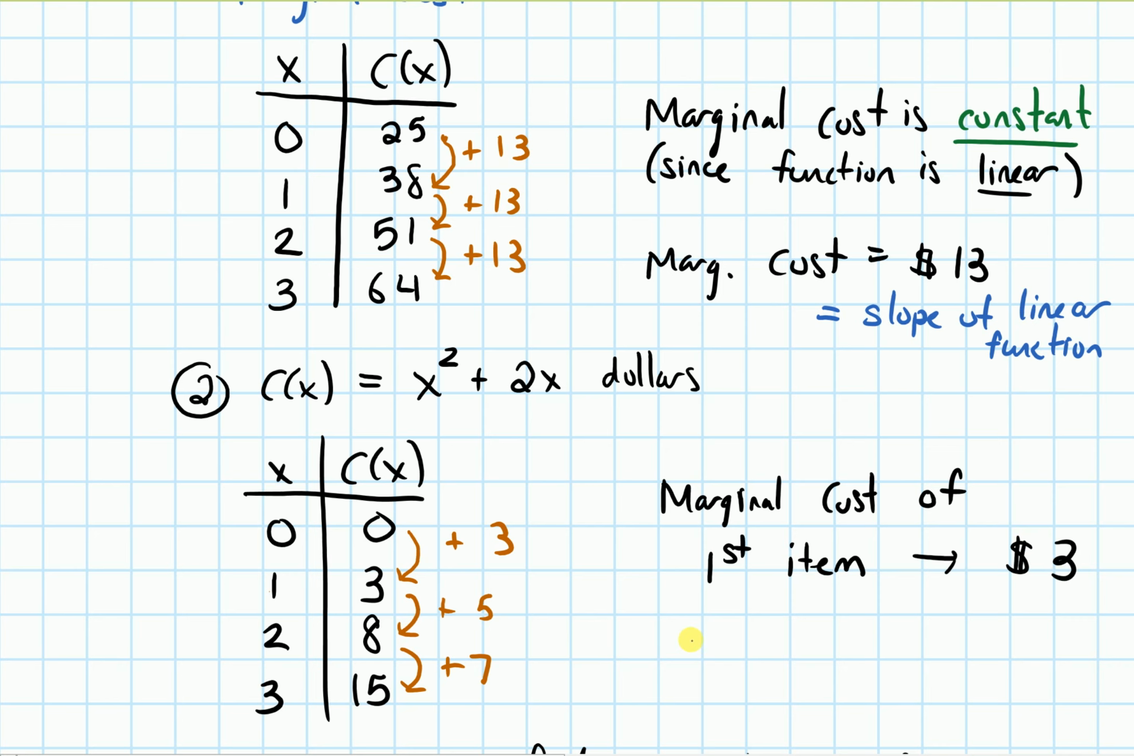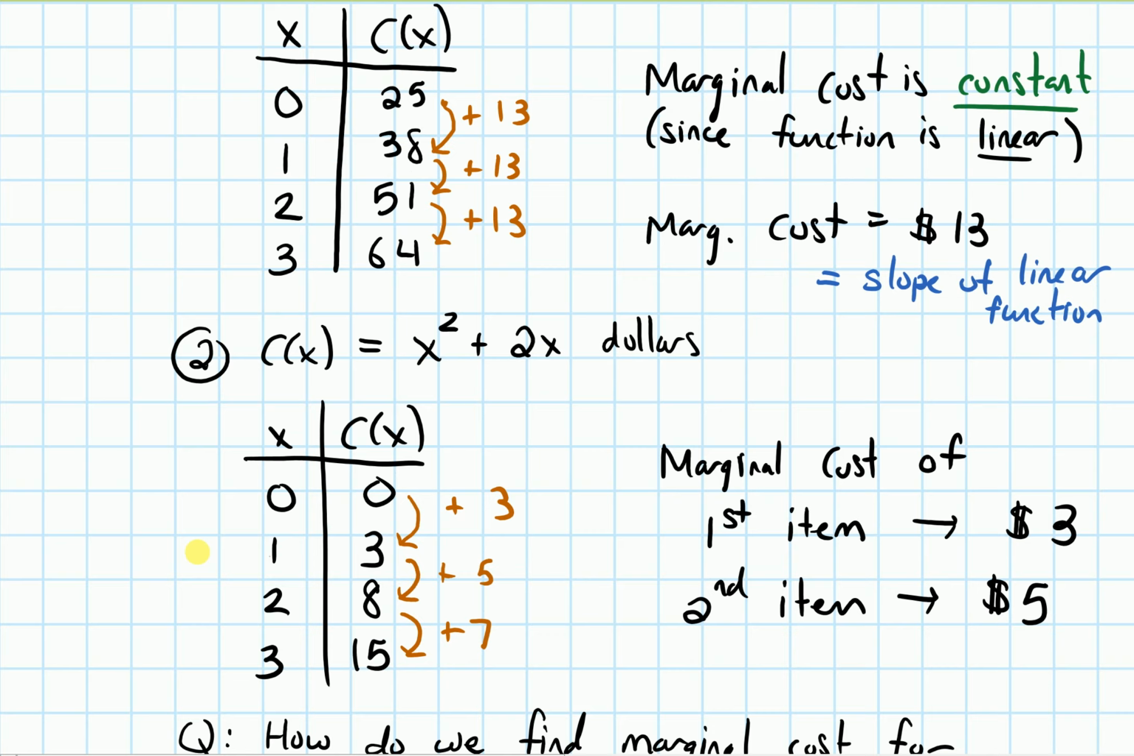But for the second item, that means we have already sold 1 item, and the cost of that was $3 total to the store, or whoever the seller is. From selling 1 more item, that extra cost is $5, and that's the marginal cost. So when my function is not linear, like number 2, x squared plus 2x, we can use this idea to get the marginal cost.